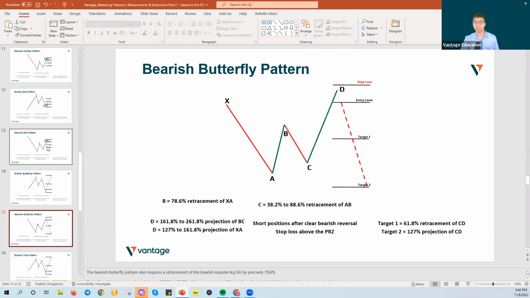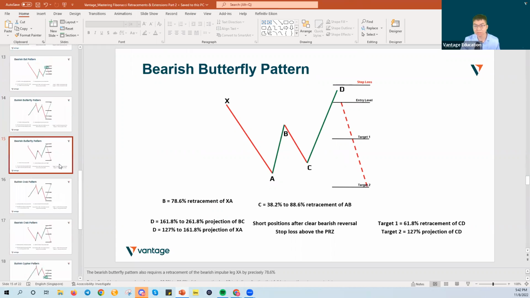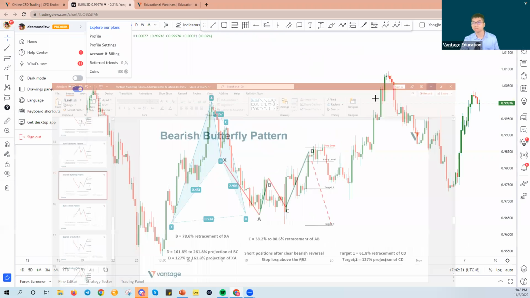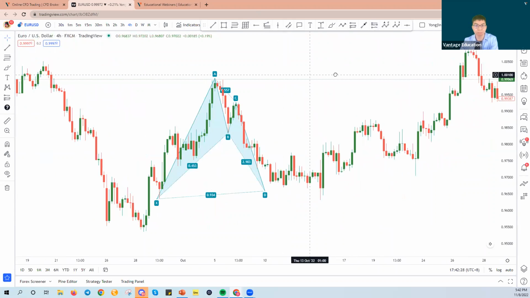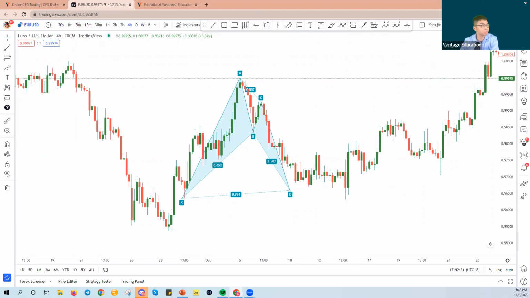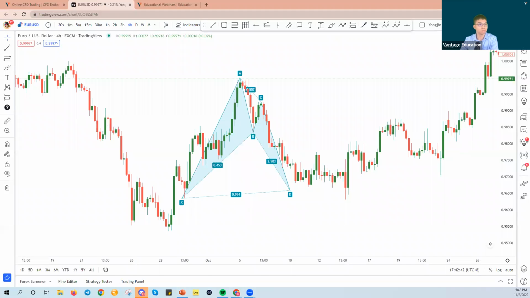So let me get the bat pattern. Did I present the bat pattern? Okay, I'll show you a quick one, the bat pattern. This is one example, the bullish bat pattern. We have it right here. It's pretty nice. Let me get the slides out side by side, so maybe it's a bit cleaner. So the bullish bat pattern.